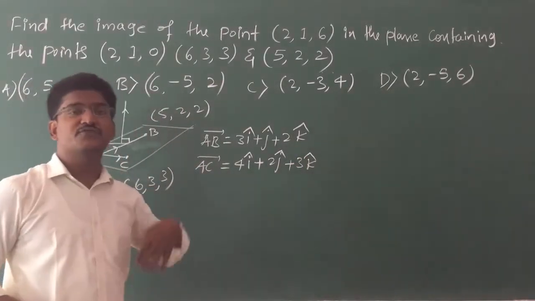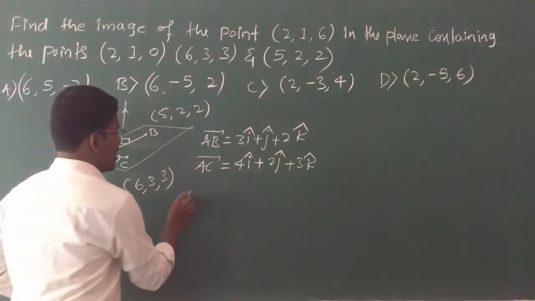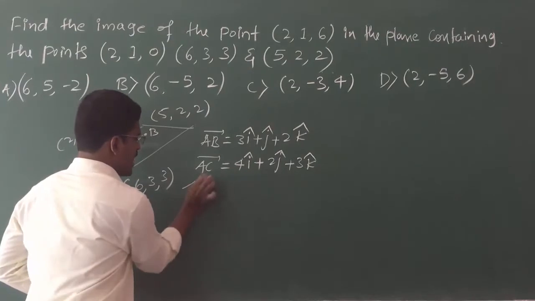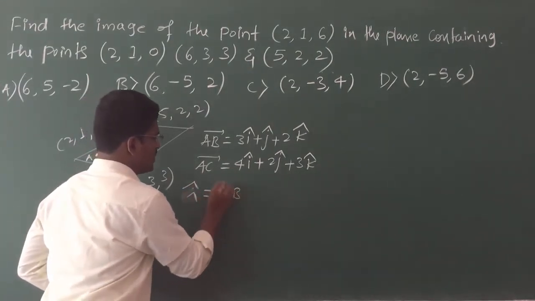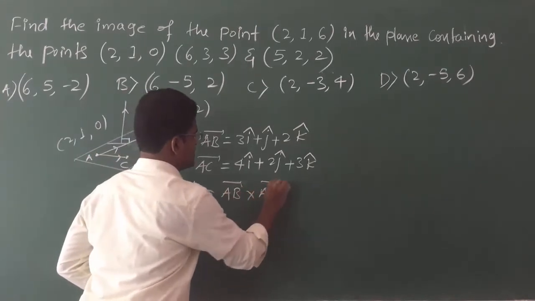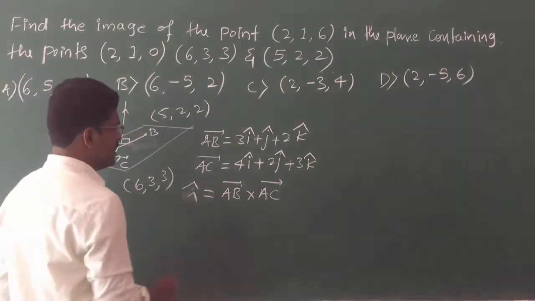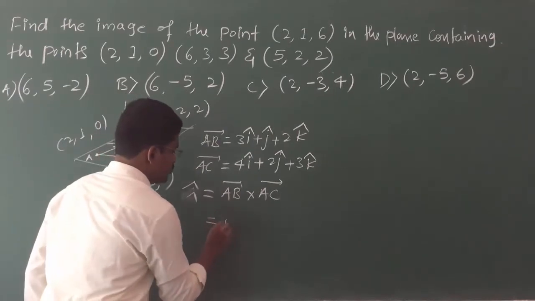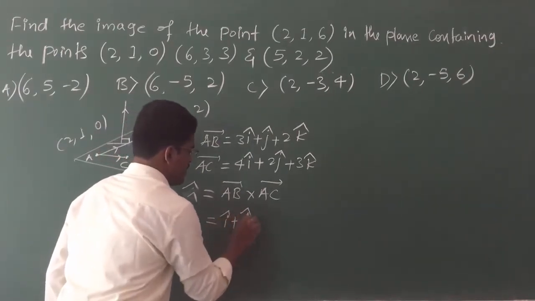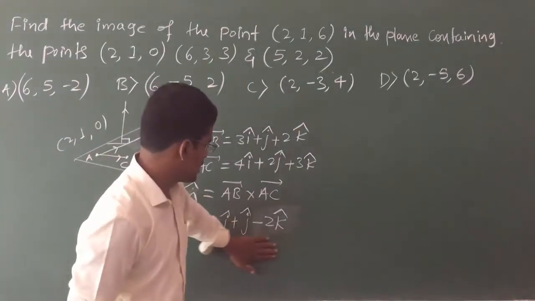Using these two vectors, if you want to find the normal vector to the plane, we have to calculate n cap, which is equal to vector AB cross vector AC. If you calculate vector AB cross vector AC, that is the cross multiplication of these two vectors, it is going to be i cap plus j cap minus 2 k cap.